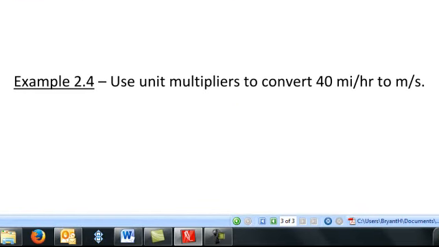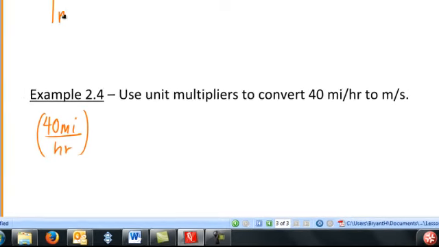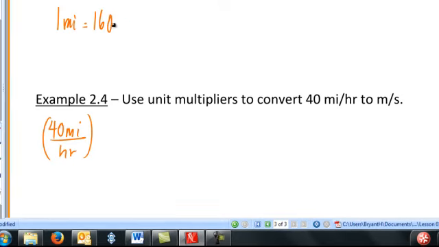Use unit multipliers to convert 40 miles per hour to meters per second. What I like to do when I have problems that have units, numerator and denominator, is to write one set of units clearly in the numerator and the other in the denominator, and then use equivalencies to figure out what the multiplication should be. That means I need to know what the conversion factors are. So I happen to know that 1 mile is about equal to 1609 meters. I don't necessarily recommend that you memorize a lot of conversion factors in this course, but this one comes up over and over again, and I think it's a really good one to know.